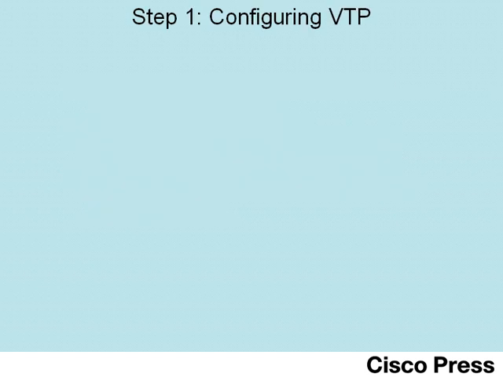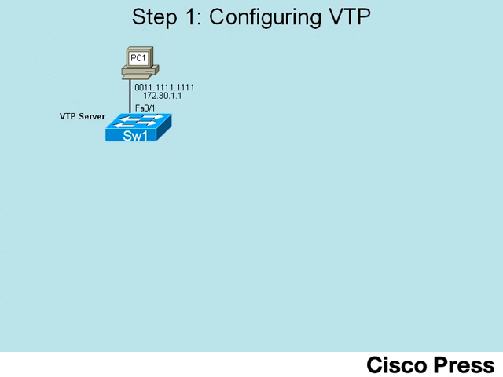So let's begin scenario step 1 by examining the network topology that will be seen in this particular video. We've got a switch named SW1, or switch 1, that has a single host connected to it, and this switch will be the VTP server.